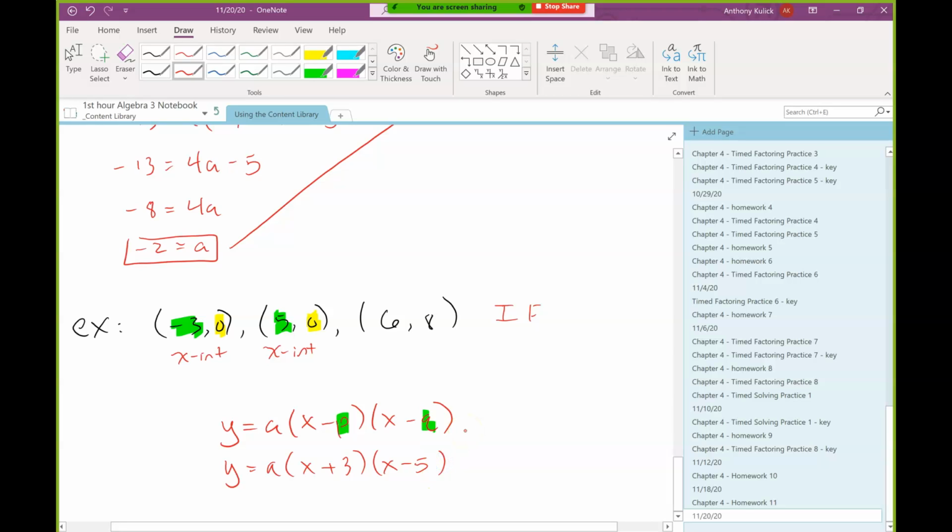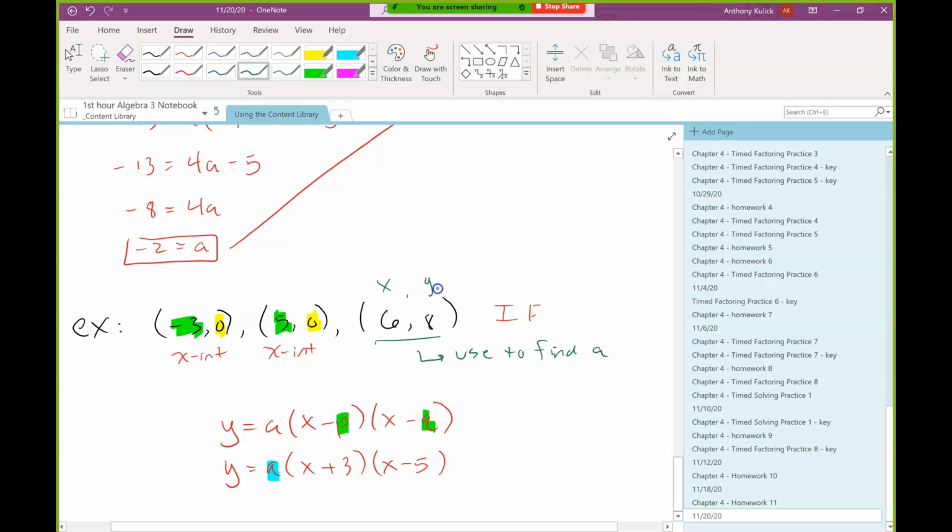Notice that I went ahead and wrote the minus and -3 as just +3. Just figured I should mention that before going on. So all that I'm left to do then is I just need to find the value for a. How am I going to do that? Well, I'm going to use this other point that we haven't used yet to find a.